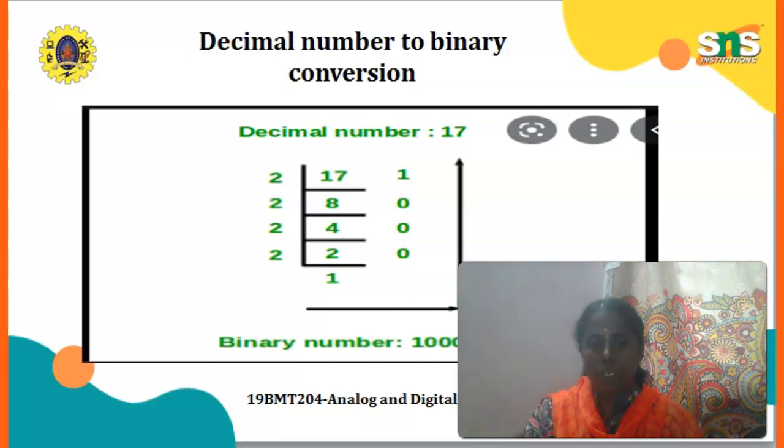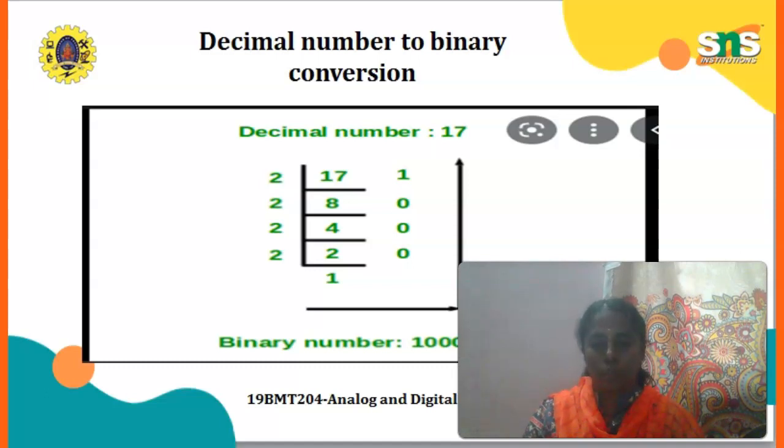The first case: 17 divided by 2. 8 twos are 16, and the remainder is 1, which is written as 1. Again, divided by 2: 4 twos are 8, the remainder is 0, which is written as 0. Similarly, divided by 2: 2 twos are 4, the remainder is 0, again written as 0.